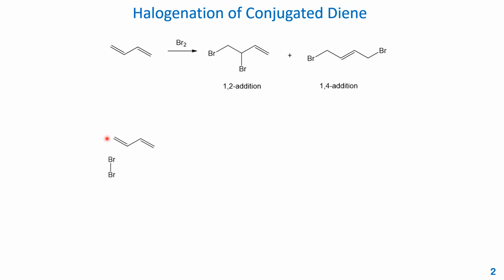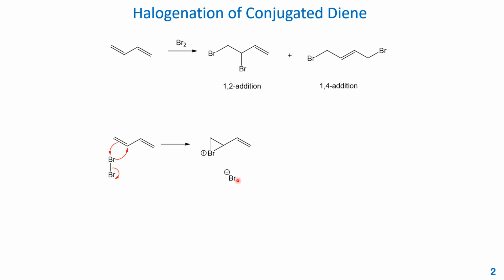First, the pi bond from the diene will attack this bromine, kicking off the bromide as a leaving group, and then this bromine will use a lone pair to attack back at carbon 2. So it forms a cyclic intermediate called bromonium. And this intermediate can react with the bromide kicked off from the first step.